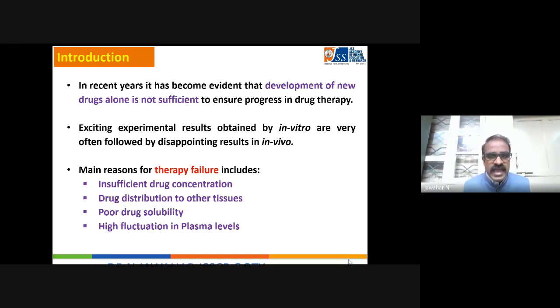The next one is high fluctuation in plasma levels. Some drugs in the conventional dosage form may cause a sudden increase of concentration in the blood, a quick Cmax, and quick elimination, which in turn means frequent doses are required. More doses may lead to some sort of side effects or adverse drug reactions. So these are some of the reasons for therapy failure.